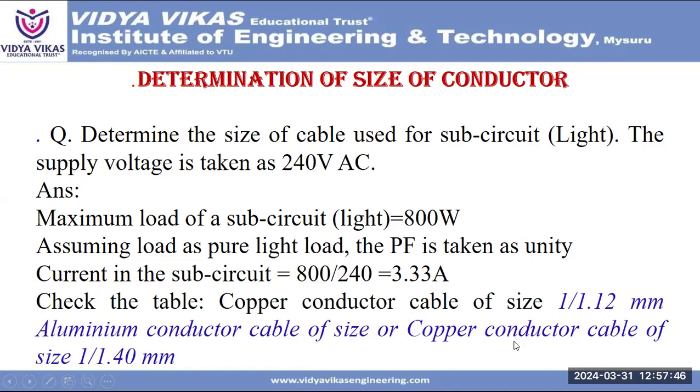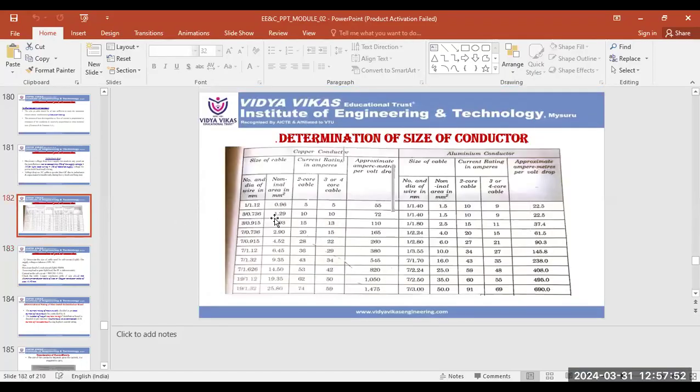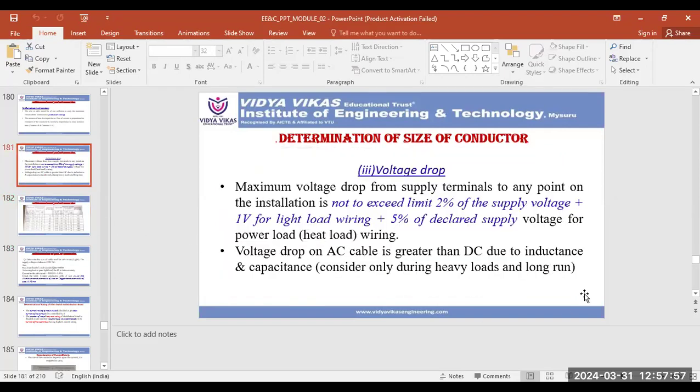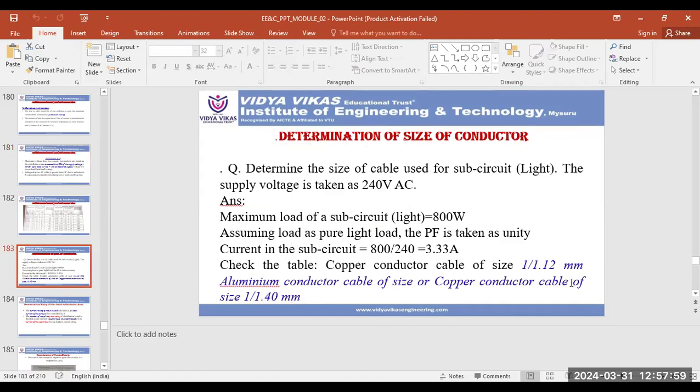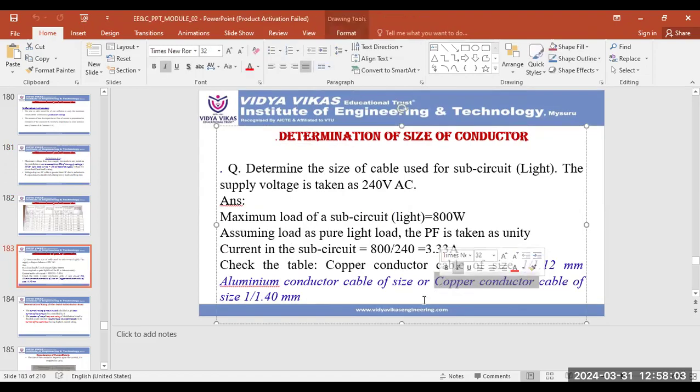The copper conductor cable size is 1 bar 1.12 mm, and for aluminum conductor, the cable size is 1 bar 140 mm square. Please change this one. This is nothing but a copper conductor. This is nothing but an aluminum conductor.